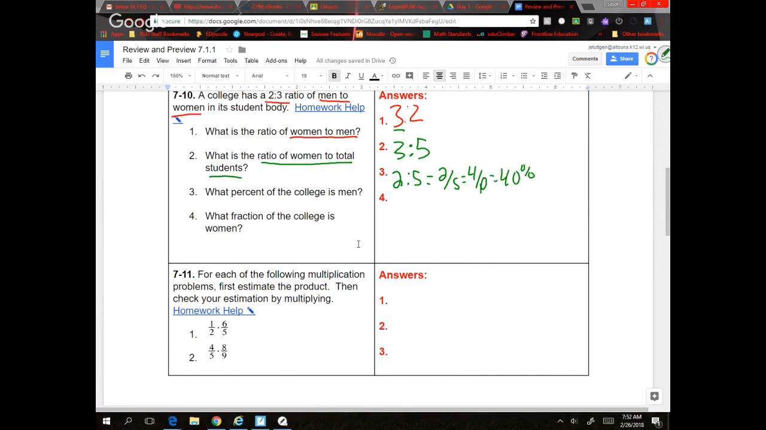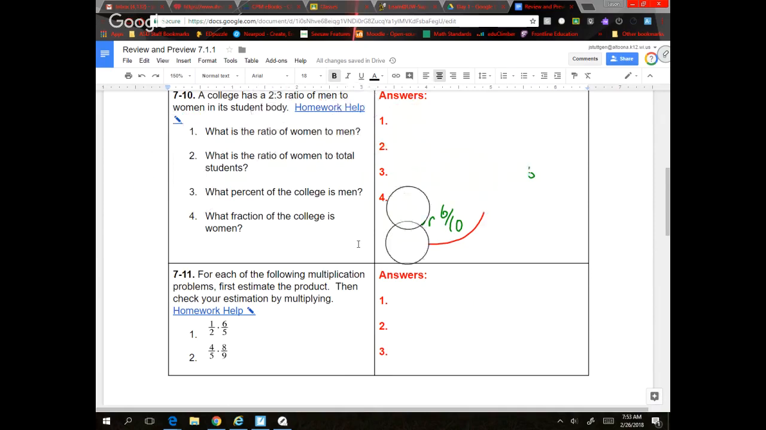Last one, what fraction of the college is women? Well, right here, number 2 is my fraction, 3/5. Or if you want to make it easier, 6/10. And again, these two fractions here should add up to a whole, because all we have in the class are boys and girls. Or men and women, I guess, in this case. Next problem.